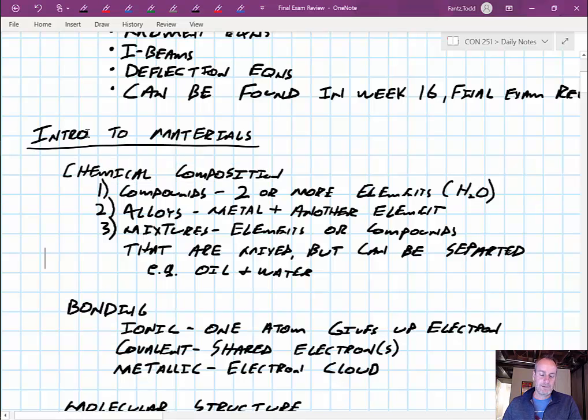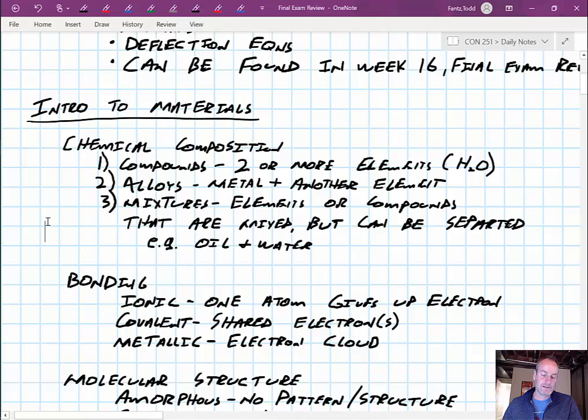We talked about the chemical composition of materials, and we defined compounds versus alloys versus mixtures. Compounds are 2 or more elements, like water, bound together. Alloys are the same thing. Alloys are a compound. The only difference is we have metal as one of the elements and then some other element. Then we also talked about mixtures. It can be elements or compounds, but the idea is that they can be separated, like oil and water, right? Mixed together, but then can be separated. That's the difference between a mixture and a compound.